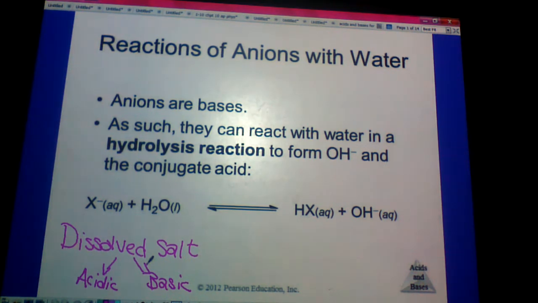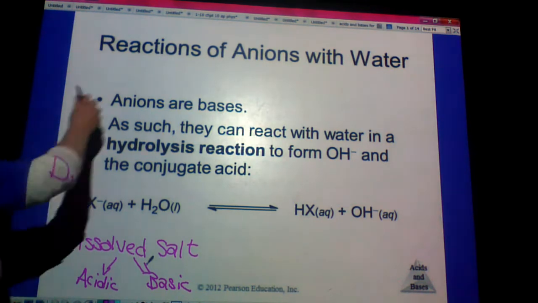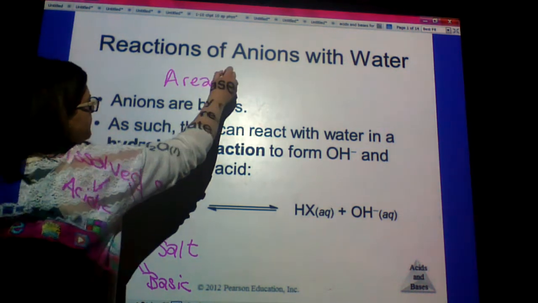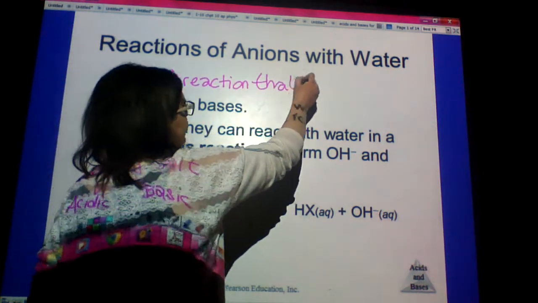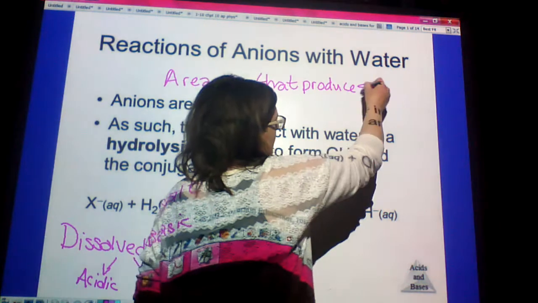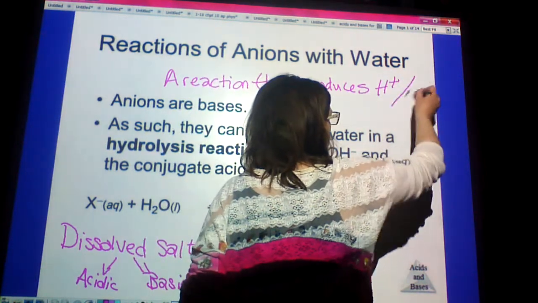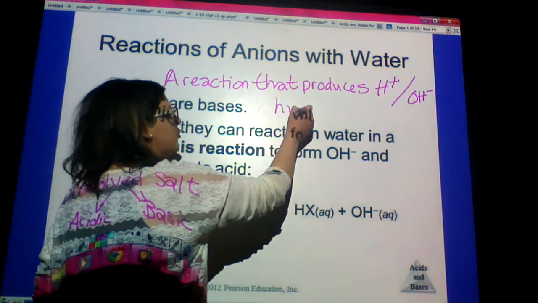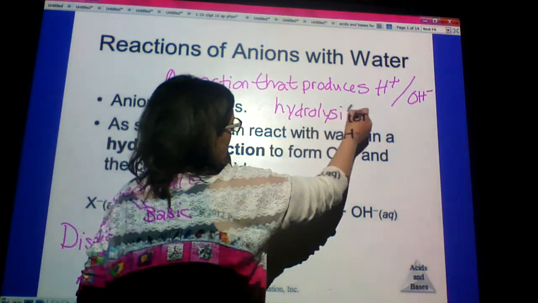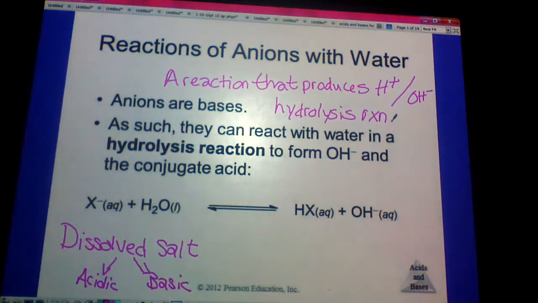So depending on what they produce, we can then think about the pH of the solution as being acidic or basic. So any salt that will produce hydroxide or that could produce hydrogen ion, we call that hydrolysis. So any reaction that produces H+ and/or OH- is called a hydrolysis reaction. RXN just being reaction.